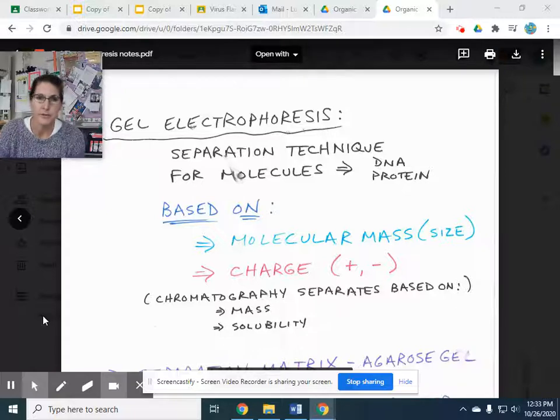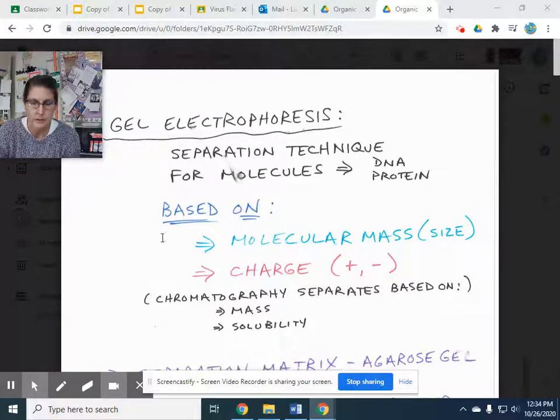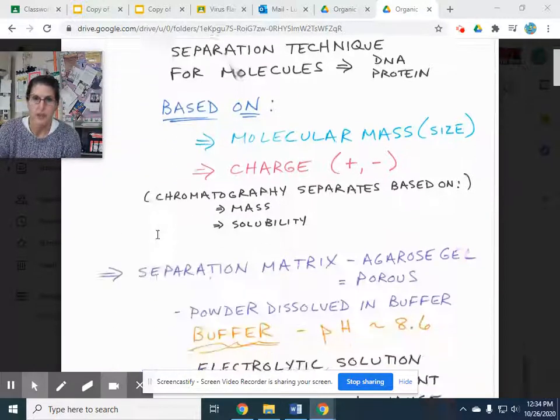So with this gel electrophoresis, we're still doing separation of molecules. We're doing separation of DNA. We can separate out proteins. But now instead of solubility and molecular mass, we're still doing molecular mass, size of the molecules, but we're going to throw a little charge into it. Molecules are charged, especially your DNA and protein. Do they have a positive or a negative charge? So besides molecular mass, the separation will also be based upon charge.